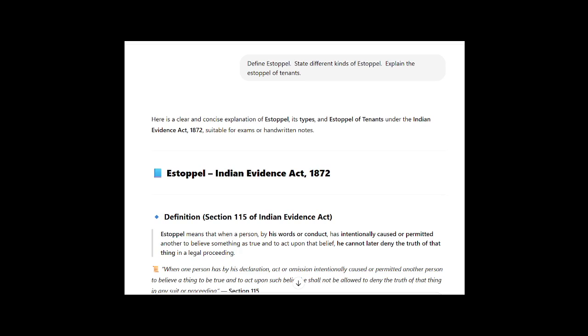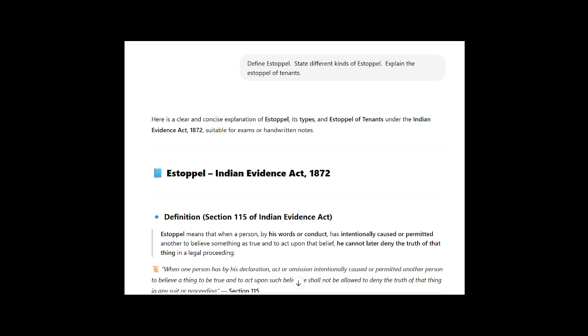Here is a clear and concise explanation of estoppel, its types, and estoppel of tenants under the Indian Evidence Act 1872, suitable for exams or handwritten notes. Estoppel, Indian Evidence Act 1872. Definition, Section 115 of the Indian Evidence Act.